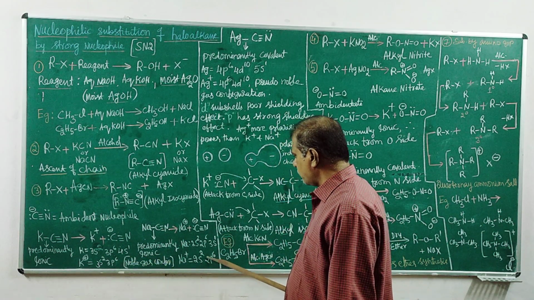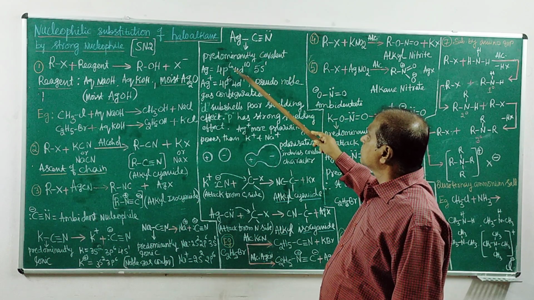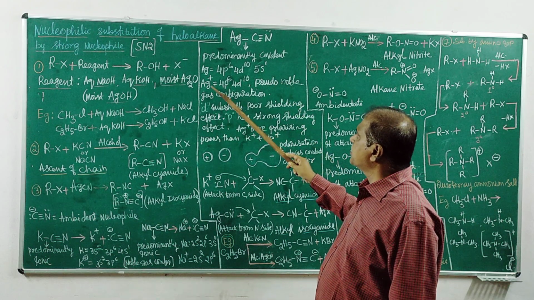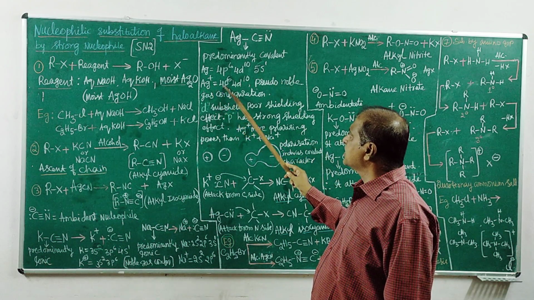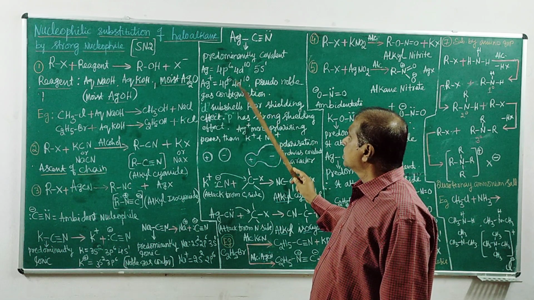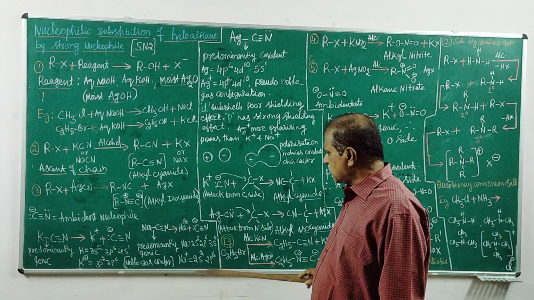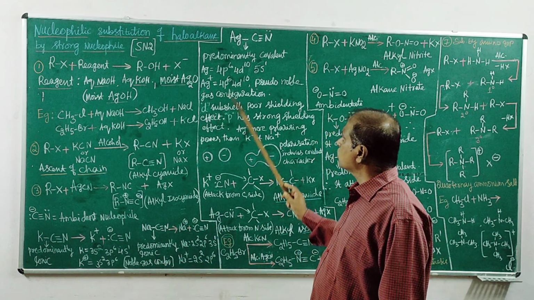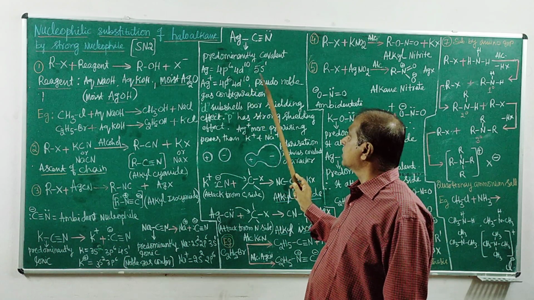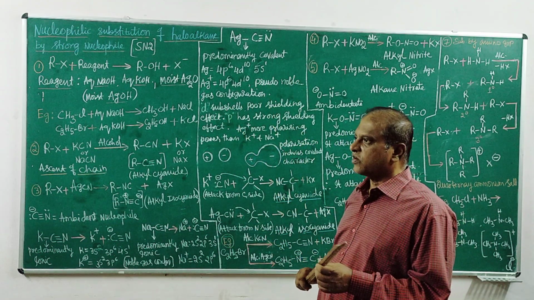Here, for silver, the last electronic configuration is d with 5s1. After losing this electron, it becomes Ag plus. The electronic configuration of Ag plus is this: the last subshell is d, fulfilled with 10 electrons. Here, with the p subshell, it is a noble gas configuration. This also is a noble gas configuration, called pseudo-noble gas configuration. What is pseudo-noble gas configuration?